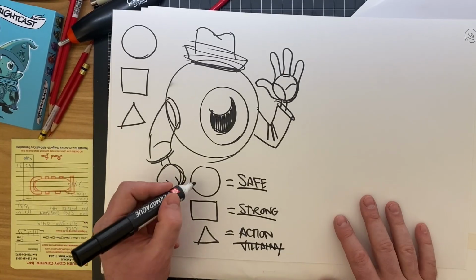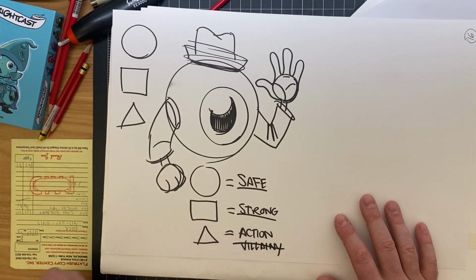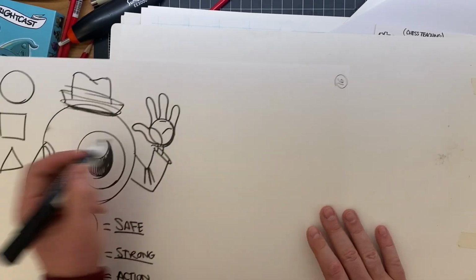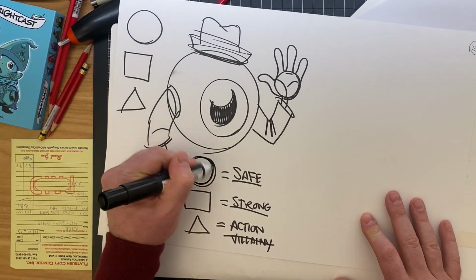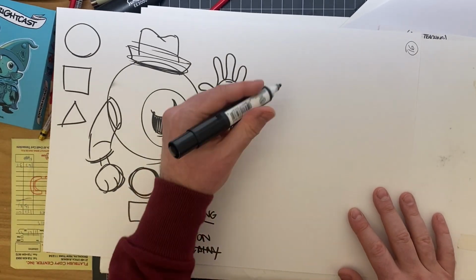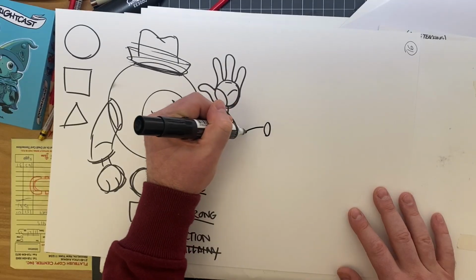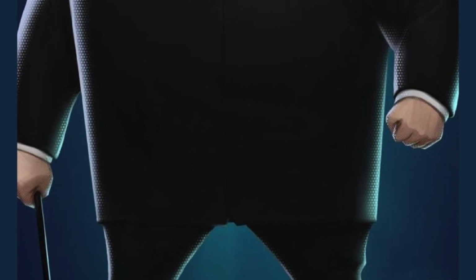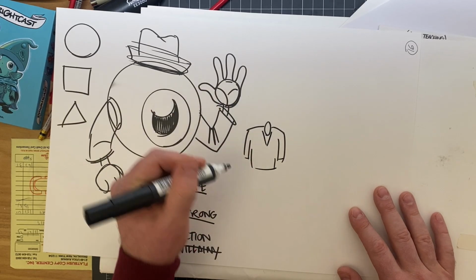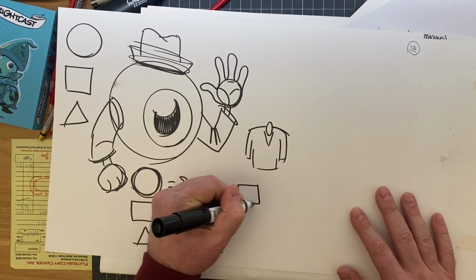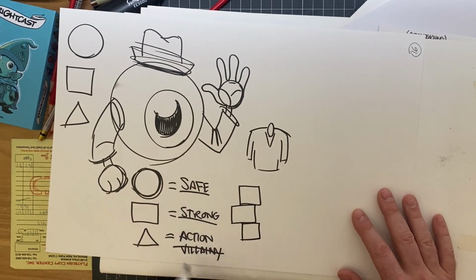So why is that? Why are circles safe, squares strong, and action attributed to triangles? Well, if you think about it, the womb or the cave is where this comes from. Circles within circles, very safe. If you think of strong, think of Kingpin's character from Spider-Verse. A big square character creates strength, right? They look strong, broad shoulders. I mean, blocks can build on one another, so they're very strong.